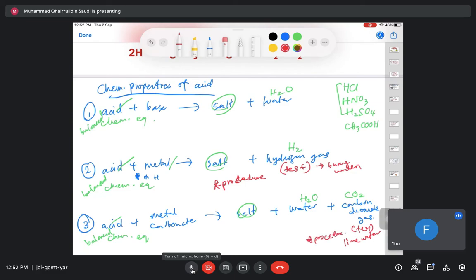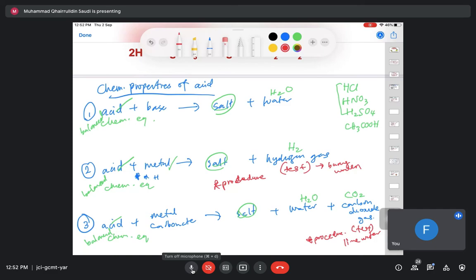So recap, what should you be able to do after this lesson? The first one, you should know the chemical properties of acid. Acid reacts with base to give salt and water. Acid reacts with metal to produce salt and hydrogen gas. Acid reacts with metal carbonate to produce salt, water and carbon dioxide.